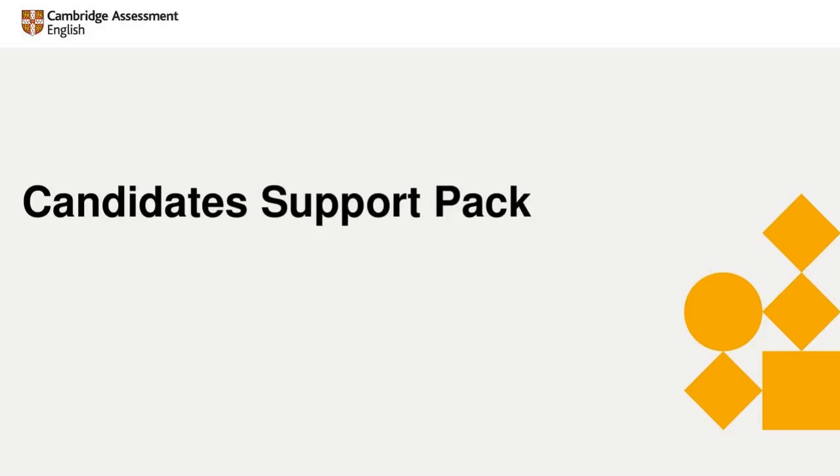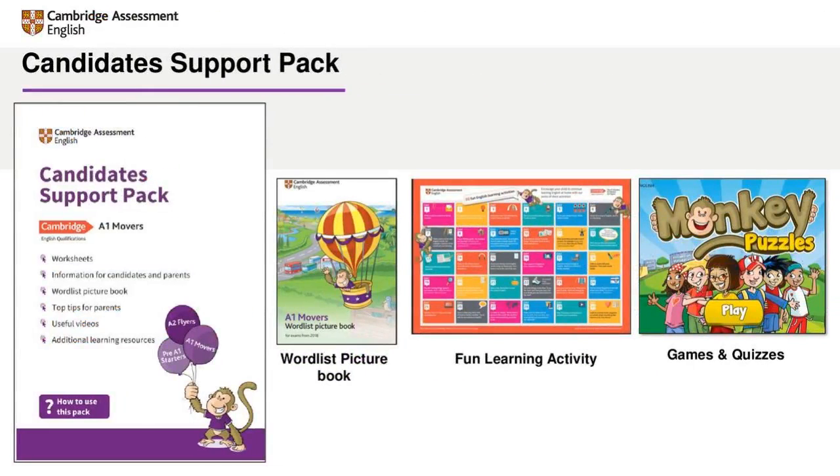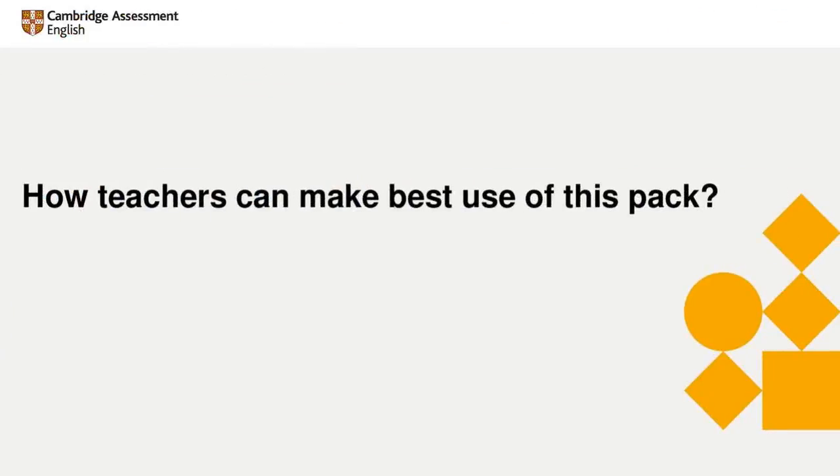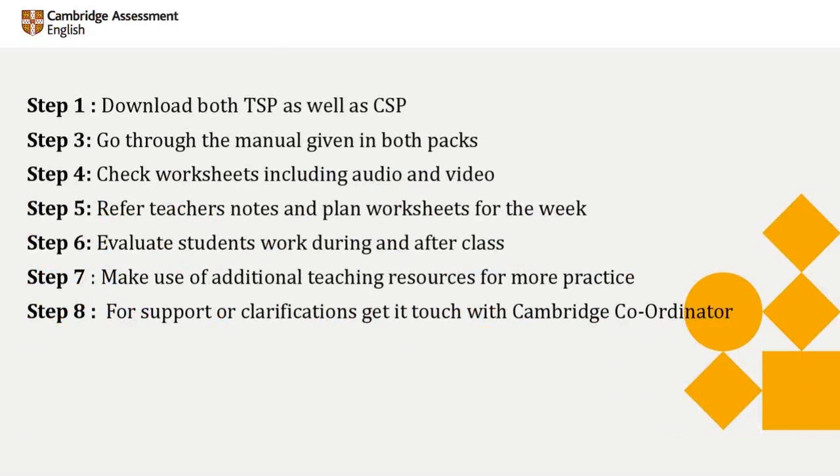And here is the candidate support pack. It's the same thing. There are lots of lovely puzzles. Now this support pack is over and above what you can do with your children. You have puzzles, you have learning activities, there's a word list book along with this. Beautiful. And if you have little kids at home, nothing like getting this downloaded and using it. I'm not going to go through this because we've already done how you can make the best use of it, but there are some suggestions given here. Just note them down.